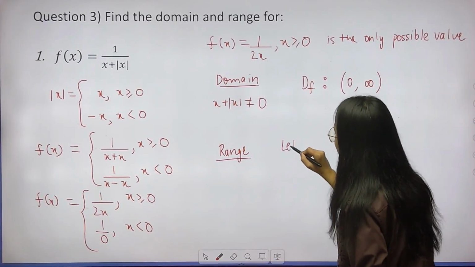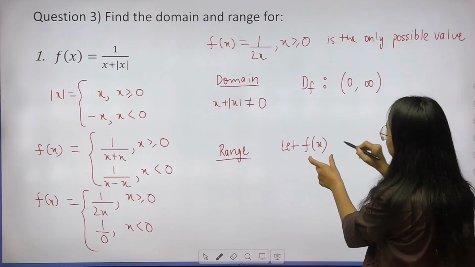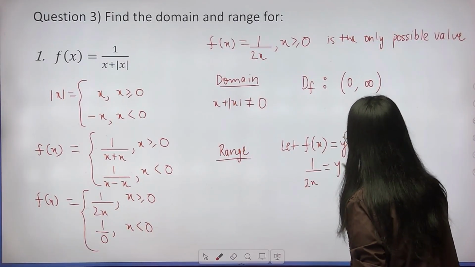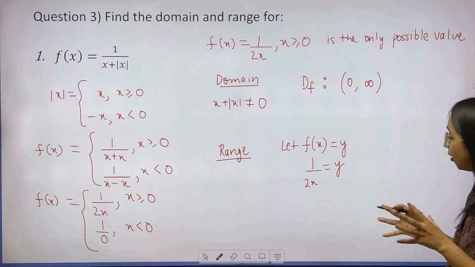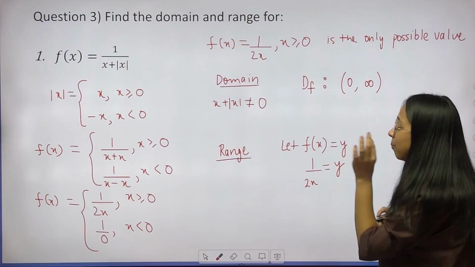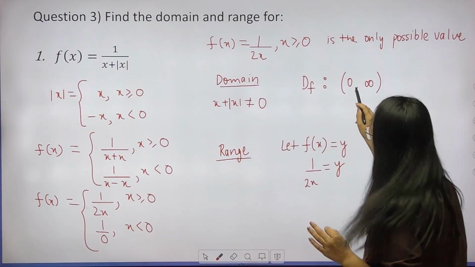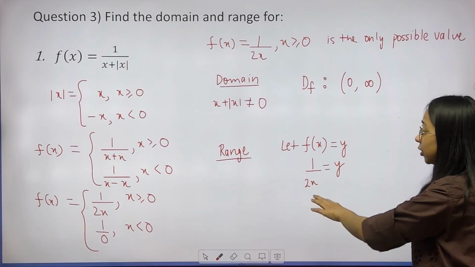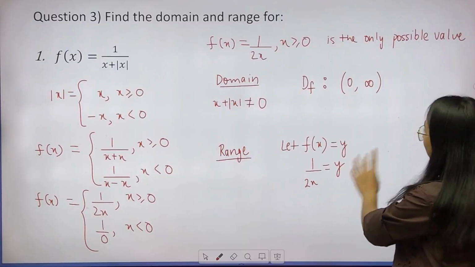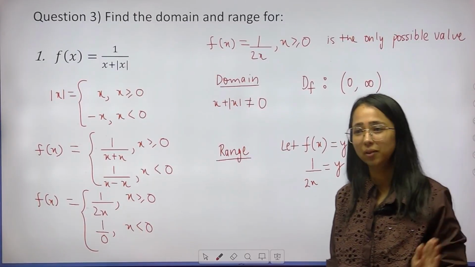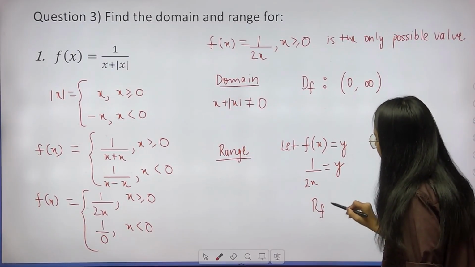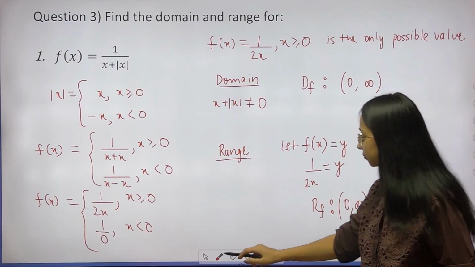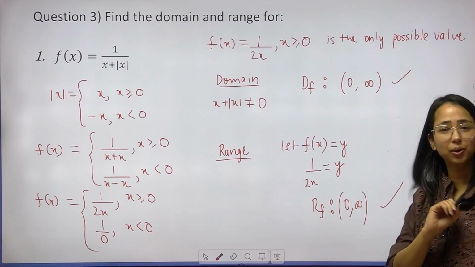For finding the range, I have already told you that you need to take f of x equal to y, which gives us 1 over 2x equal to y. We need the y value. We already know that x is a positive number, right? x lies between 0 till infinity. So if we multiply it with 1 over 2, which is also a positive number, y will also be a positive number only. So the range becomes 0 till infinity only. Clear? I hope this domain and range is clear to everybody.